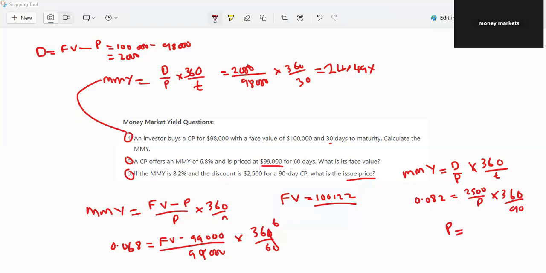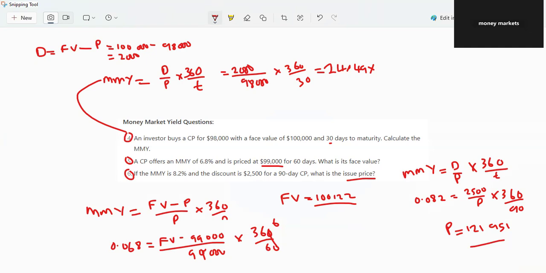you get your price, your purchase price, will be 121,951. So all these are there in your textbook, just simplified in my version.